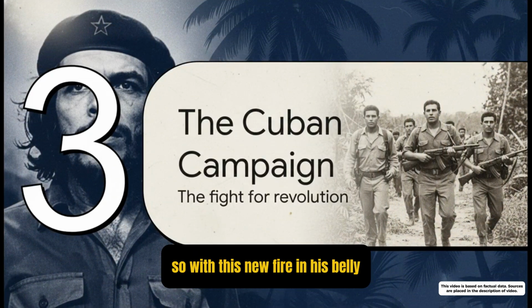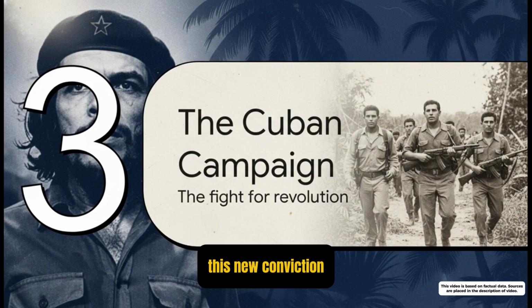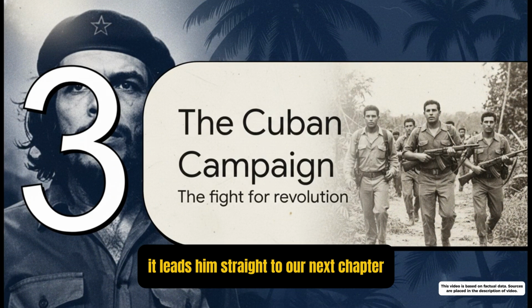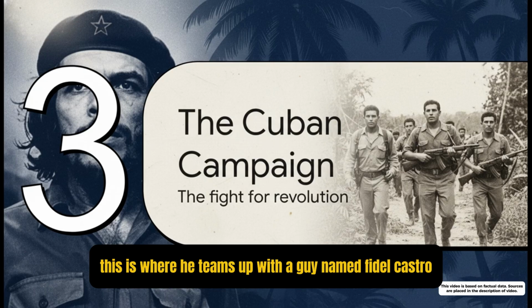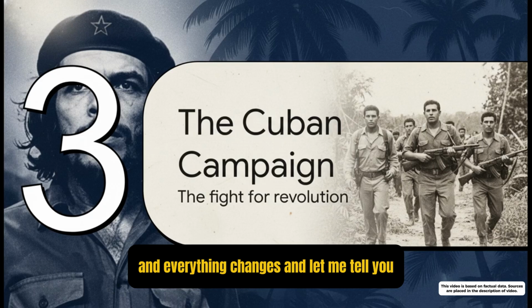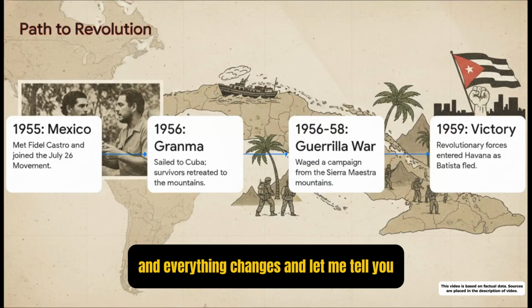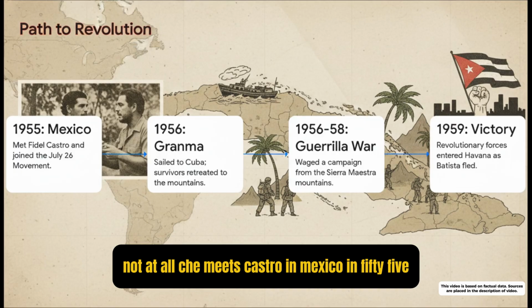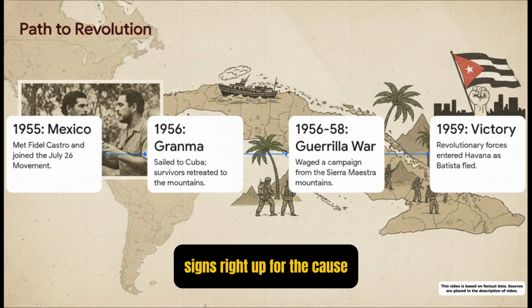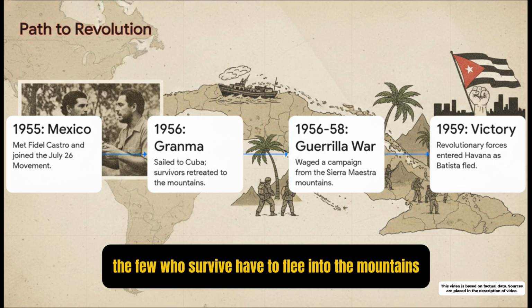So, with this new fire in his belly, this new conviction, it leads him straight to our next chapter, the Cuban campaign. This is where he teams up with a guy named Fidel Castro, and everything changes. And let me tell you, their path was not a walk in the park. Not at all. Che meets Castro in Mexico in '55, signs right up for the cause. They pile onto this little yacht, the Granma, and sail for Cuba. But the landing? A total disaster. The few who survive have to flee into the mountains.